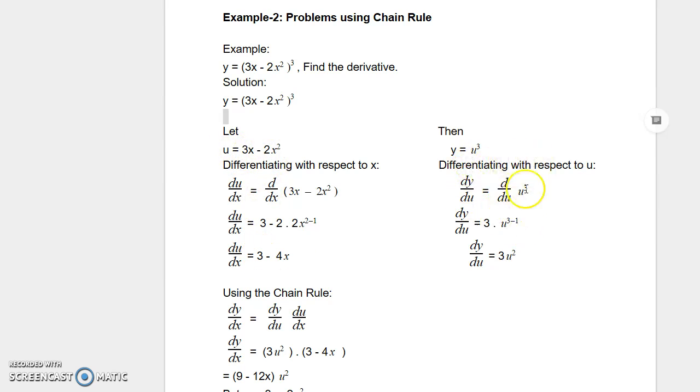Now let us look at the other one here. y is equal to u cubed. We're going to differentiate this with respect to u. When we differentiate y with respect to u, the u cubed, we can use the power rule here. So we have a power 3, so that comes in the front of the equation, times u to the power of 3 minus 1. So when we simplify, it's going to simplify to 3u squared. We have dy by du as 3u squared. We have du by dx as 3 minus 4x.